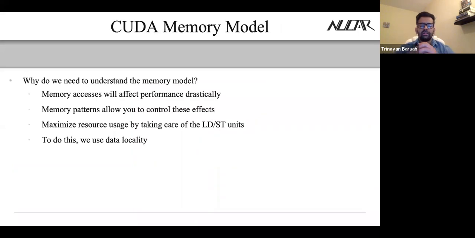First of all, let's go over the basic question of why, as a programmer, you need to understand the memory model. The reason is that understanding the memory model has a huge impact on performance when writing GPU programs. Understanding what kind of accesses your application is making is key to enabling higher performance. Memory patterns allow you to control these effects, and help you maximize resource usage by taking efficient care of the load store units. To do this, we introduce the concept of data locality.